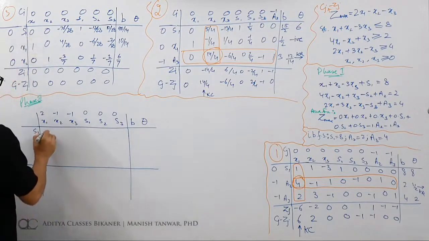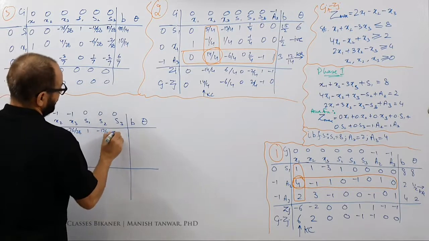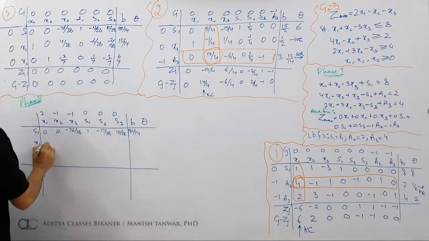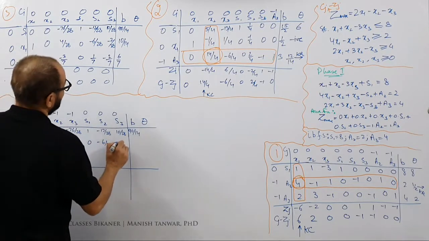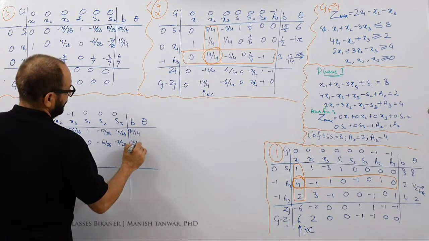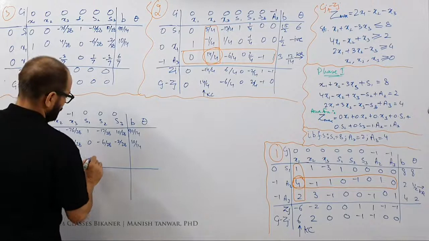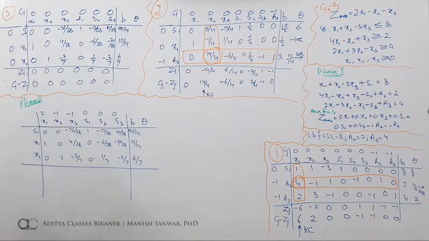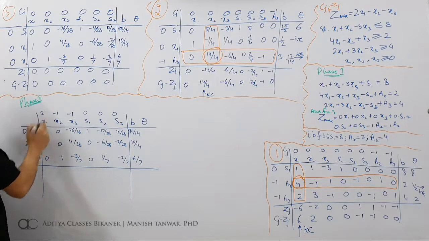And remaining everything is 0, 0, minus 76 by 28, 1, minus 12 by 28, 10 by 28 and 90 by 14. This one would be 1, 0, 4 by 28, 0, minus 6 by 28, minus 2 by 28, 10 by 14. 0, 1, minus 3 by 7, 0, 1 by 7, minus 2 by 7. So I have picked up the exact same matrix but with new contributions, original contributions. What are these original contributions? S1 is 0, X1 is 2, X2 is minus 1.